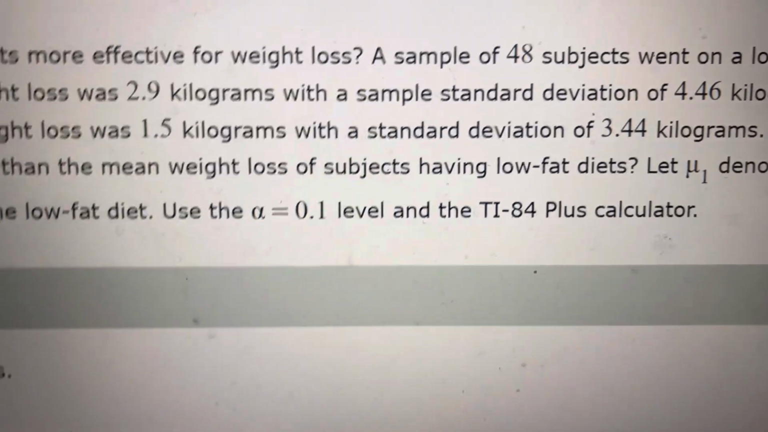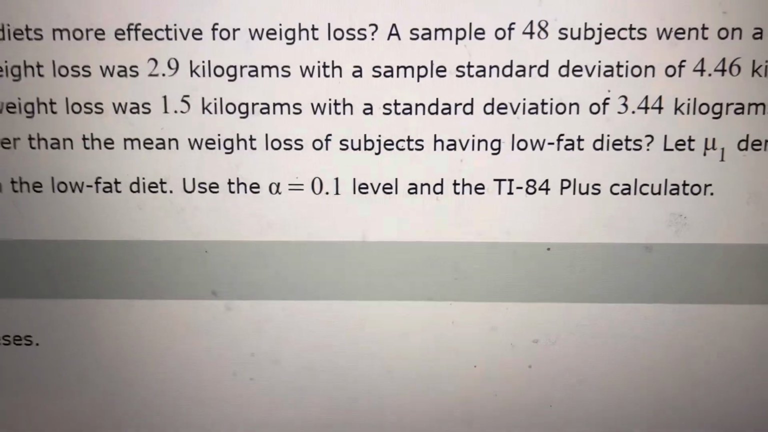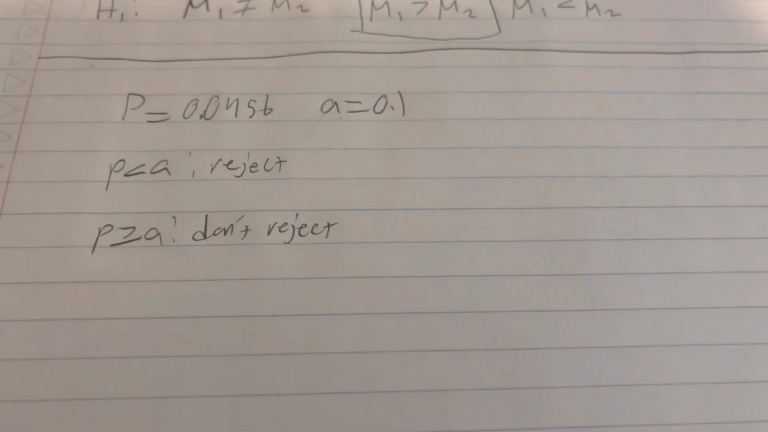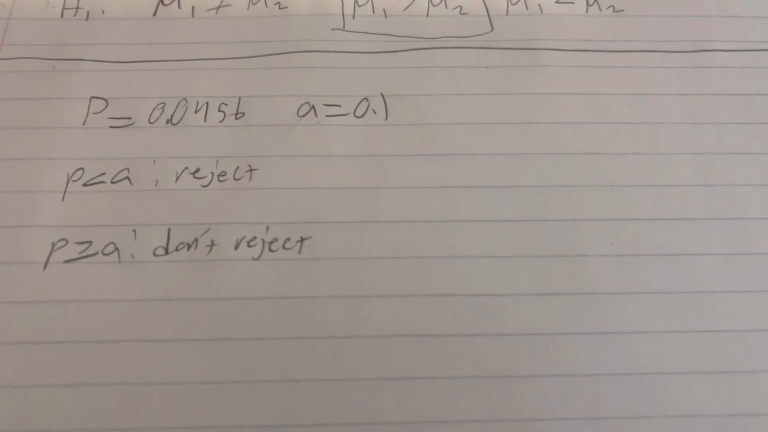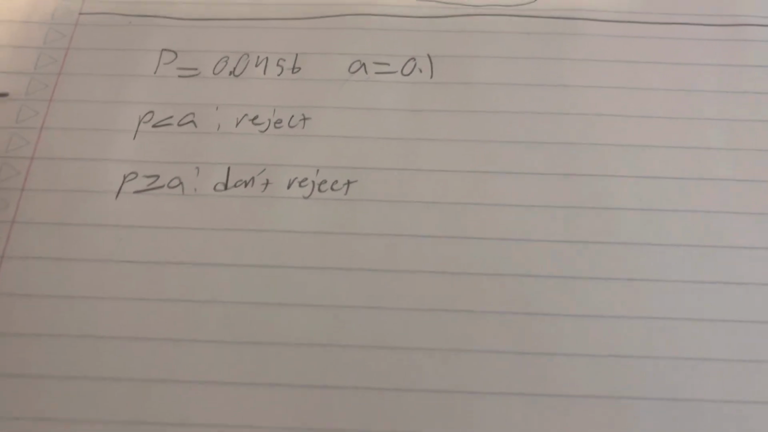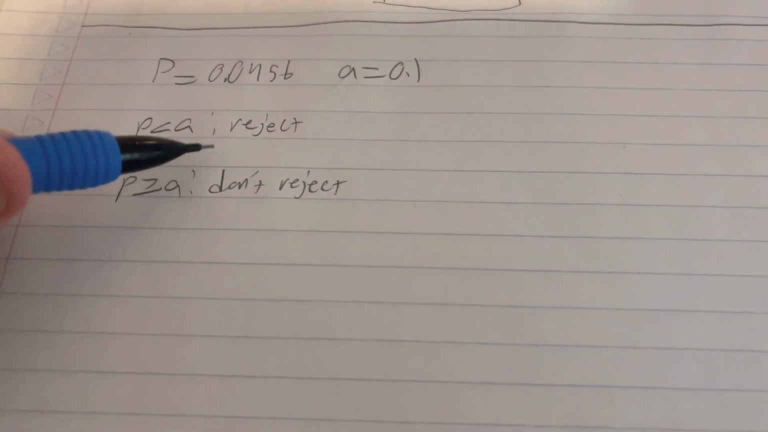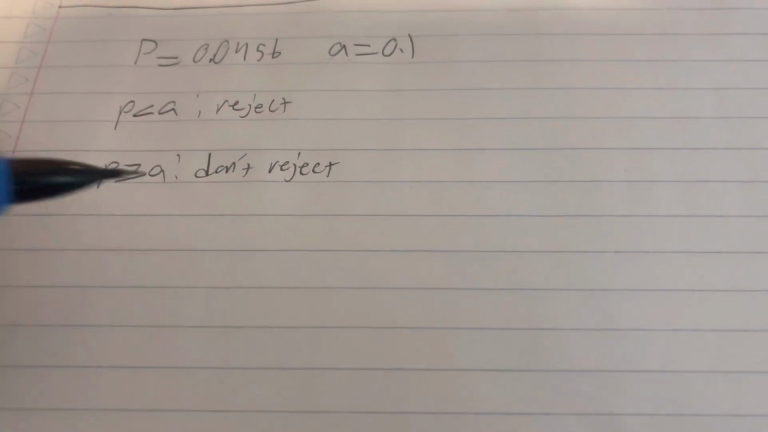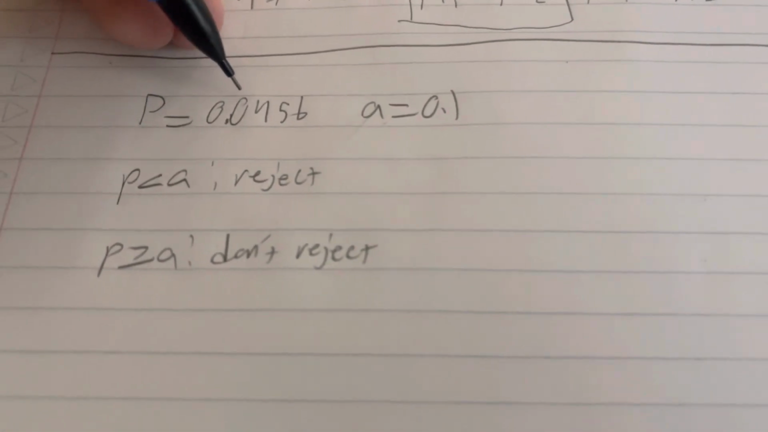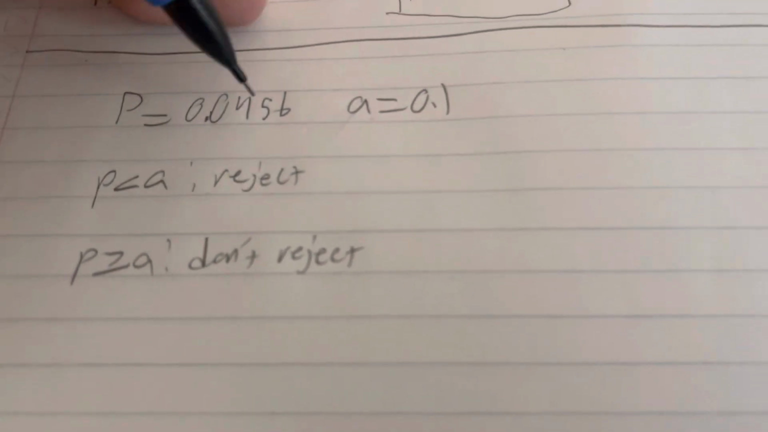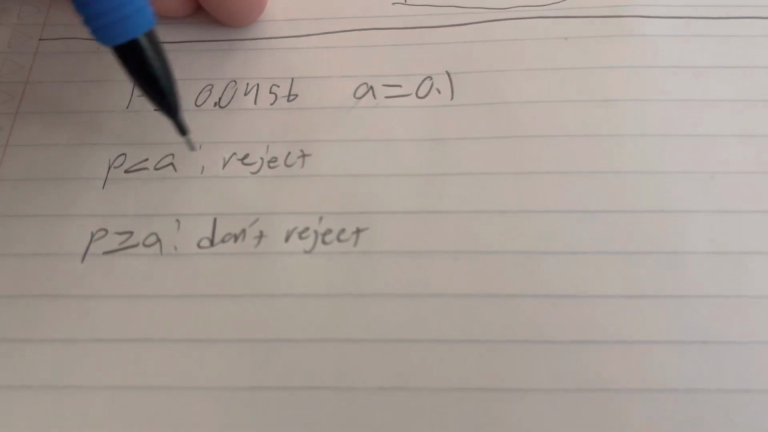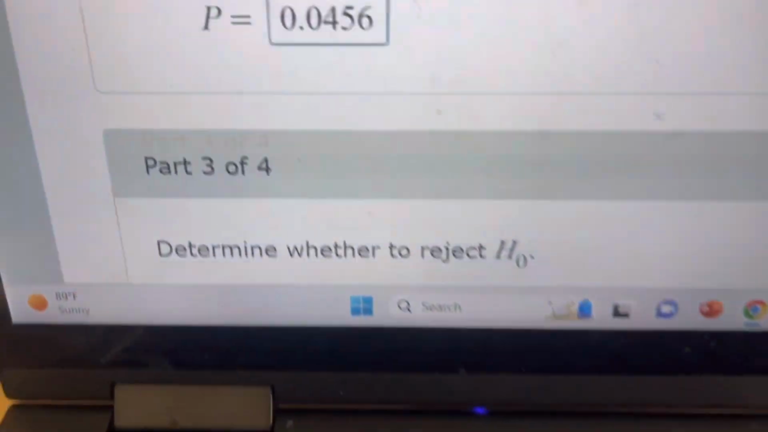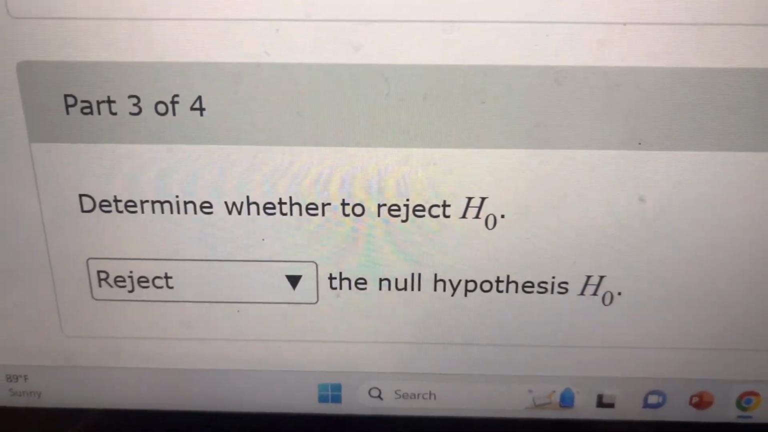All right, for part 3, we're going to want to determine whether or not to reject the null hypothesis. Now at the end of the problem, we see you have to use the a equals 0.1 level. Now let's go back to my paper here. So what you're going to want to do is use the p-value that we answered in part 2 and the a value. Now the general rule here is that if the p-value is less than a, we reject the null hypothesis. And if p is greater than or equal to a, we don't reject the null hypothesis. Now we see here that p equals 0.0456 and a equals 0.1. P is less than 0.1, so we reject the null hypothesis. Let's go back down here. And again, right here, we reject the null hypothesis.